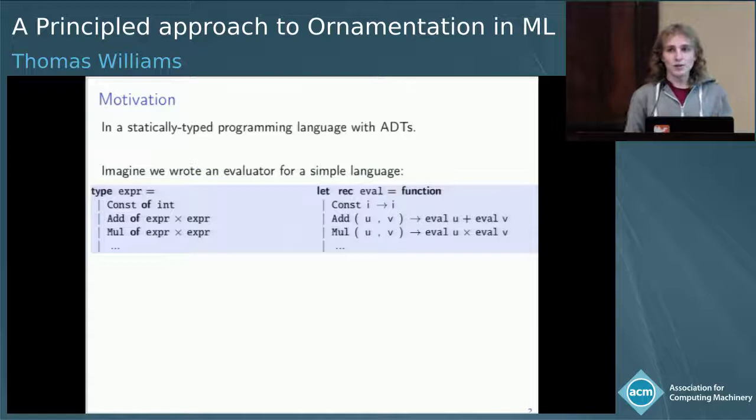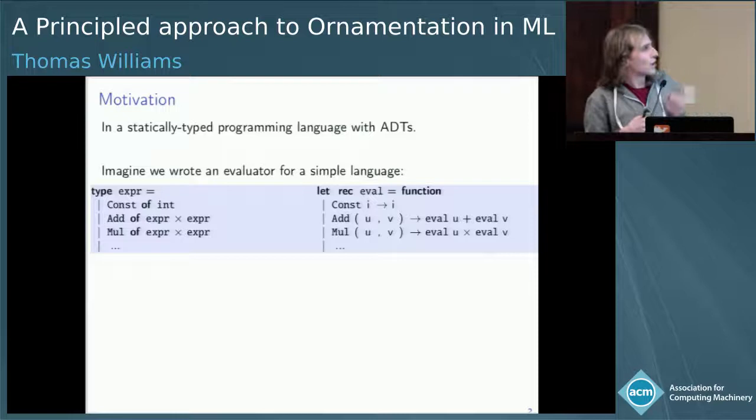So imagine that we are writing a program in a functional, statically typed programming language with algebraic data types, OCaml, for example, and that we wrote an evaluator for a very simple programming language, or complex, so we have a constant, addition, multiplication, and maybe some other things. We also wrote an evaluator because that's probably what we want to do. It's still very simple, but there can be a number of other cases.